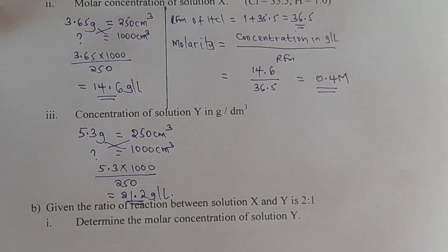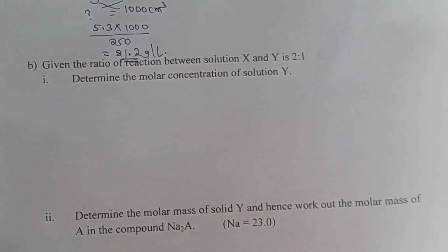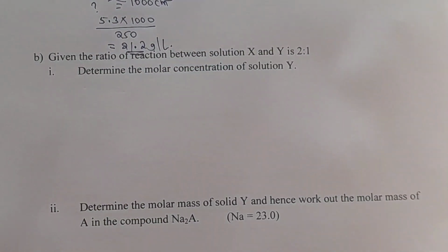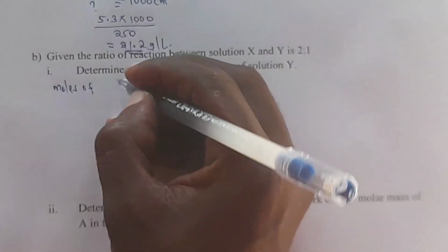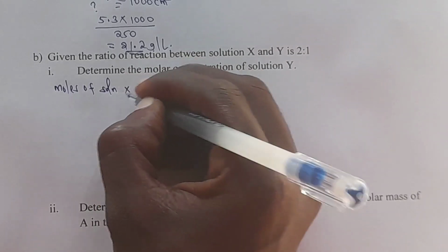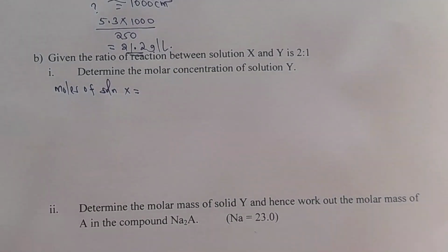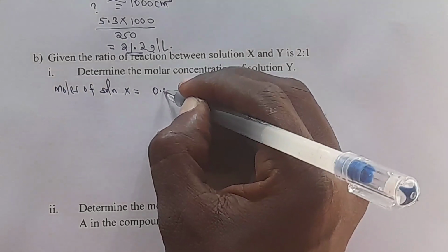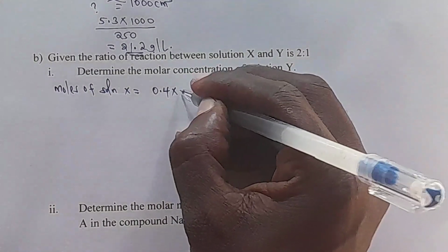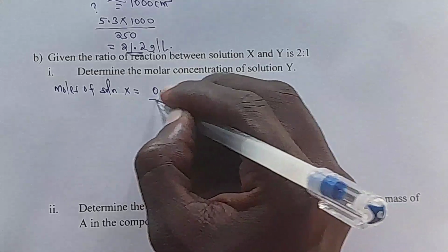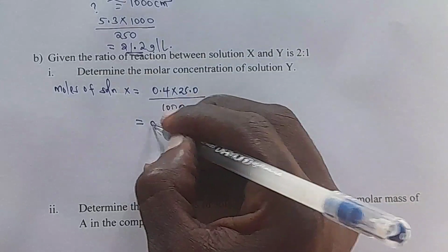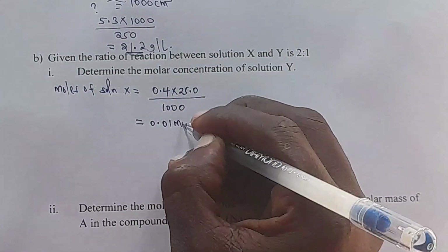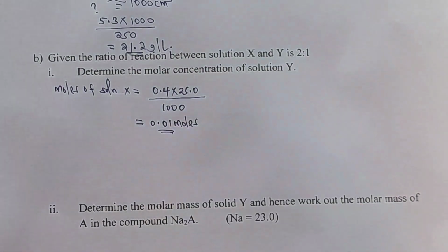So we are going to say number of moles of solution X will be equal to the molarity of solution X, which we have gotten 0.4, multiplied by the volume of solution X, which we have gotten 25.0 in the average titer. Then we divide by 1000. What are we going to get? We are going to get 0.01 moles of solution X, which is hydrochloric acid.